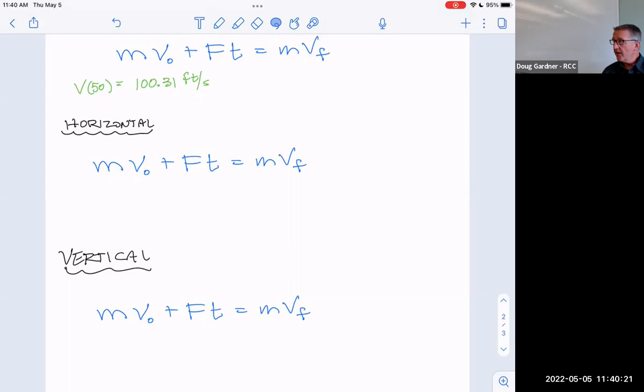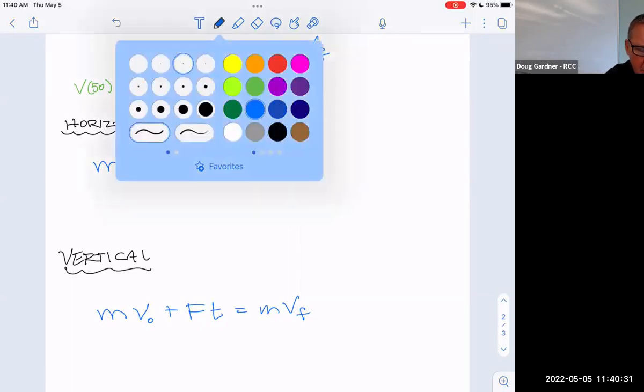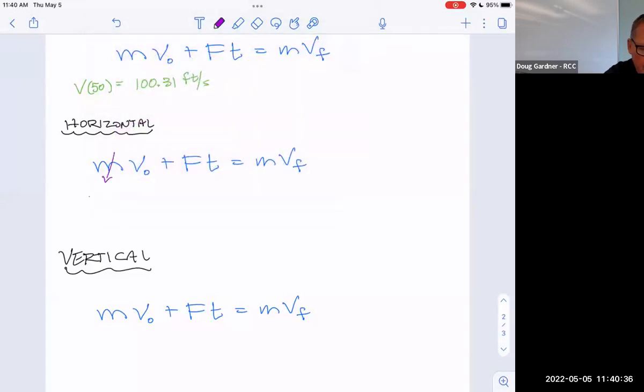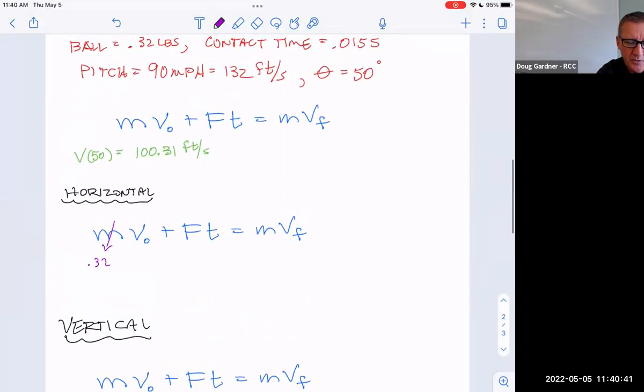So if that's the case, then my ball has an initial momentum, mv, doesn't it? So I said earlier, no, we've got to choose a different color. Let's go purple. Purple never gets any play. We said our ball weighed 0.32 pounds. I won't rewrite the units because they're up above. We said it had an initial velocity of 100.31. Now here's the struggle for me. Do I put 100.31 there, or do I have to modify that by the cosine?